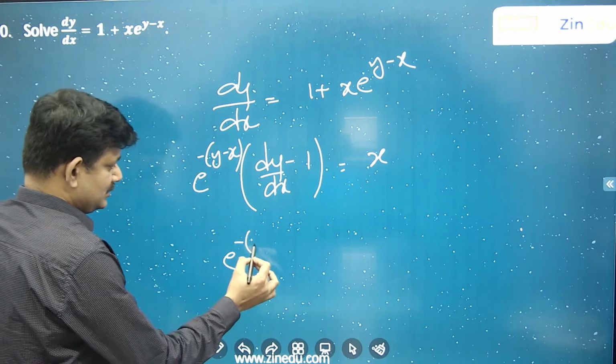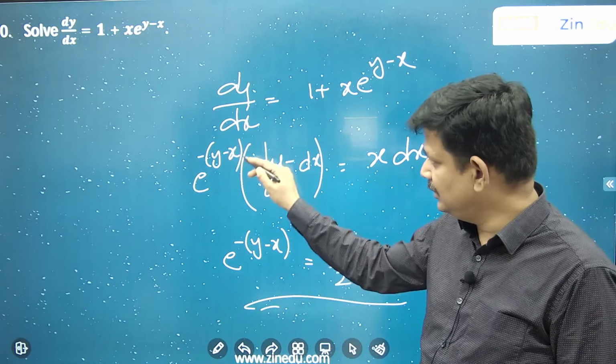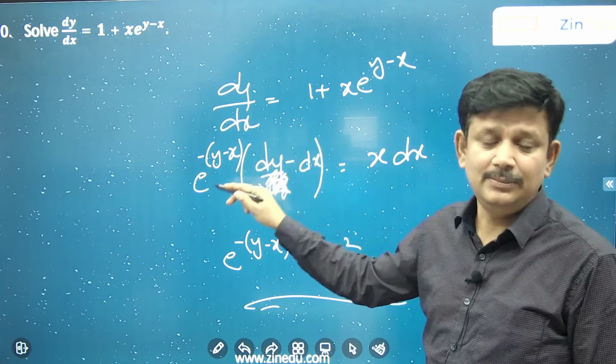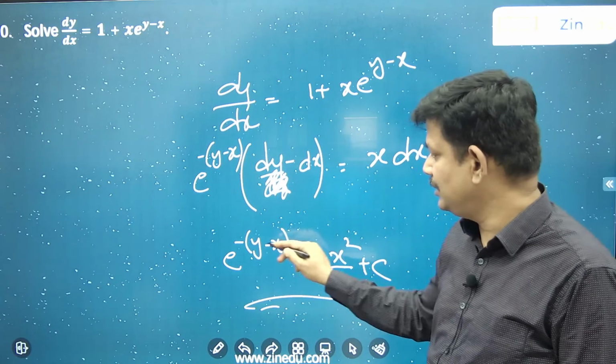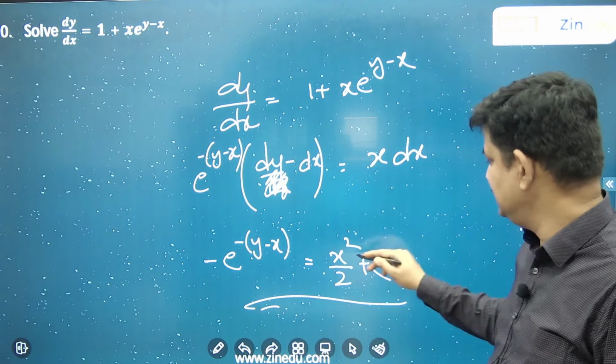Here you can see dy minus dx. Take this dx to the other side. If you look at it as a variable t, this is dt. The integral of e power minus t is e power minus t itself with a minus sign, equal to x dx, whose integral is x square by 2 plus c. So, given some constant or a point on the curve, a solution of the curve, you will be able to find the value of c.